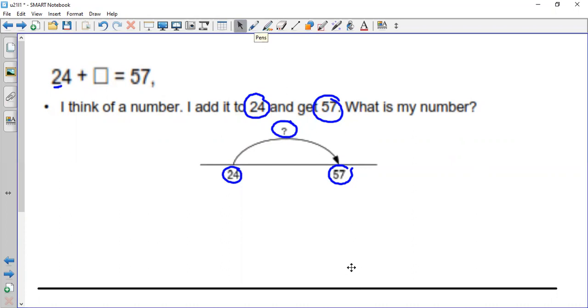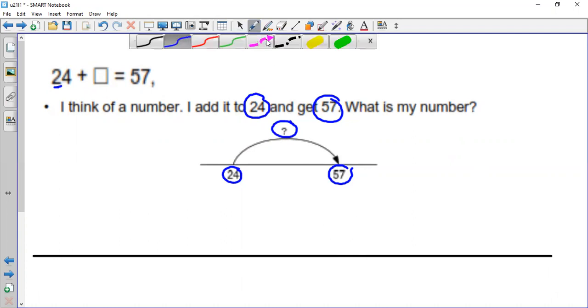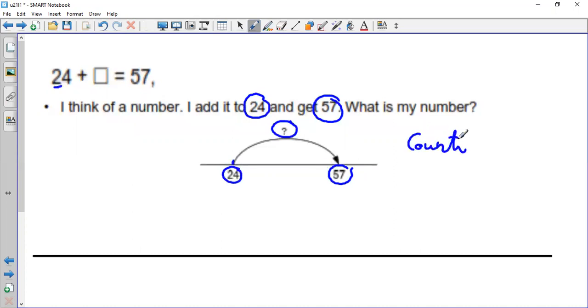How can I solve this equality? In the previous example, I reversed the action. Here, how can I reverse the action? In an easy way, I can count the steps from 24 to 57. This means I will use counting up to know how many steps to go from 24 to reach 57. So I will start from 24 and I should count on until I reach 57.